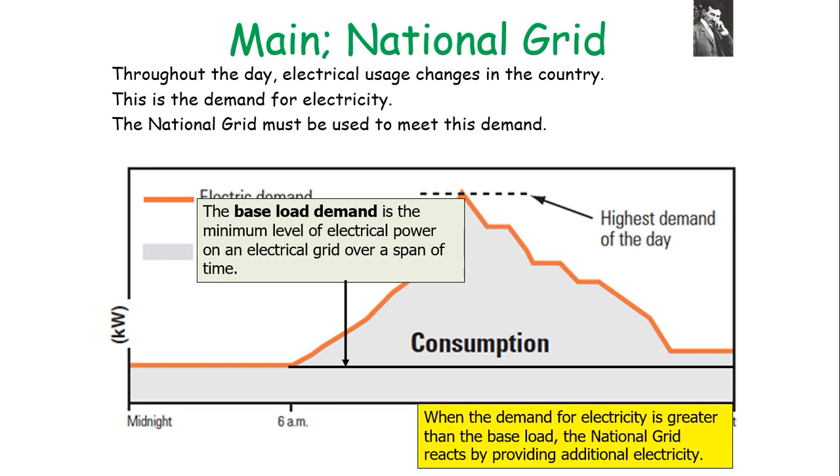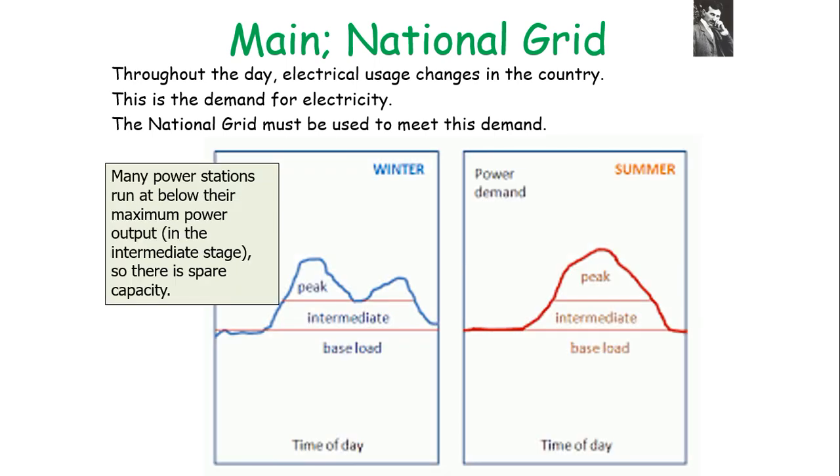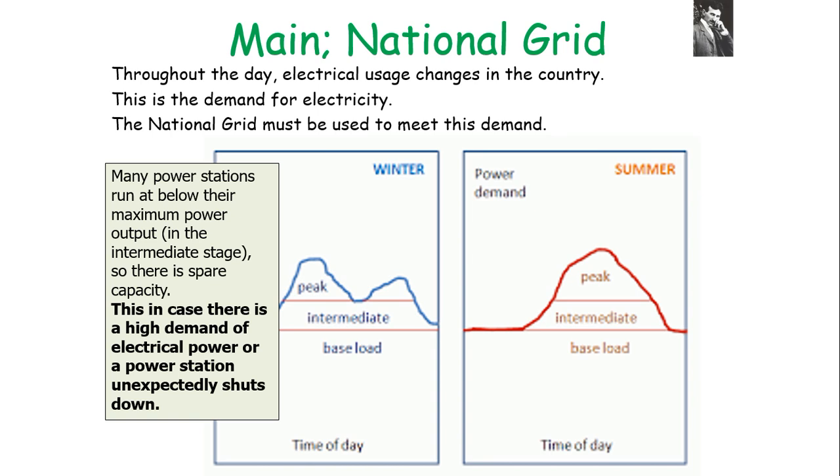Now, when the demand for electricity is greater than the base load, the national grid reacts by providing additional electricity. Many power stations in the national grid run at below their maximum power output, what we call the intermediate stage, so the spare capacity. Now, why do they do this? Well, that's in case there's a sudden peak in demand for electrical power, such as lots of people turn their TVs on all at once, or lots of people turn their lights on all at once.